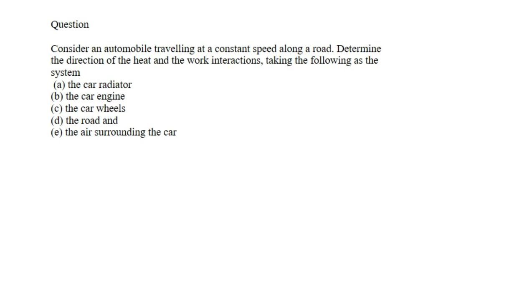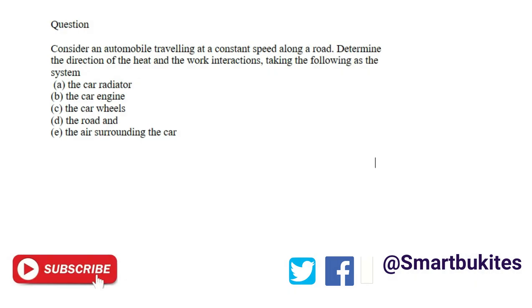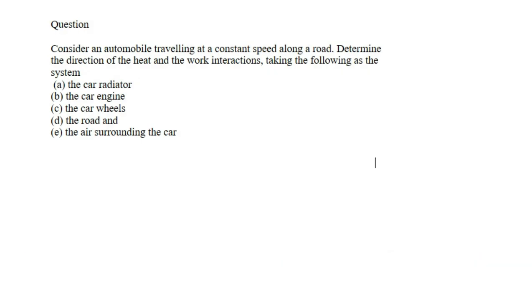So we are asked to solve our question. Consider an automobile traveling at a constant speed along a road. Determine the direction of the heat and the work interactions, taking the following as the system: A. The car radiator. B. The car engine. C. The car wheels. D. The road. And E. The air surrounding the car.